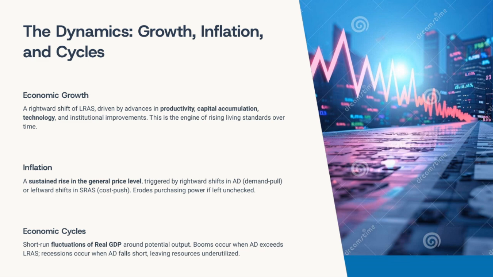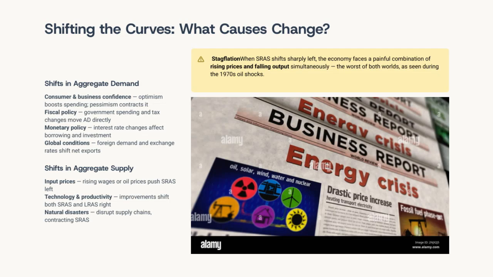Now let's talk about stagflation, which is a particularly challenging situation for the economy. When the short-run aggregate supply curve shifts sharply to the left, it creates a scenario where prices are rising while output is falling at the same time. This is often called the worst of both worlds because you're facing inflation and recession simultaneously. A real-world example of this was during the 1970s oil shocks, where oil prices skyrocketed and caused both inflation and economic slowdown.